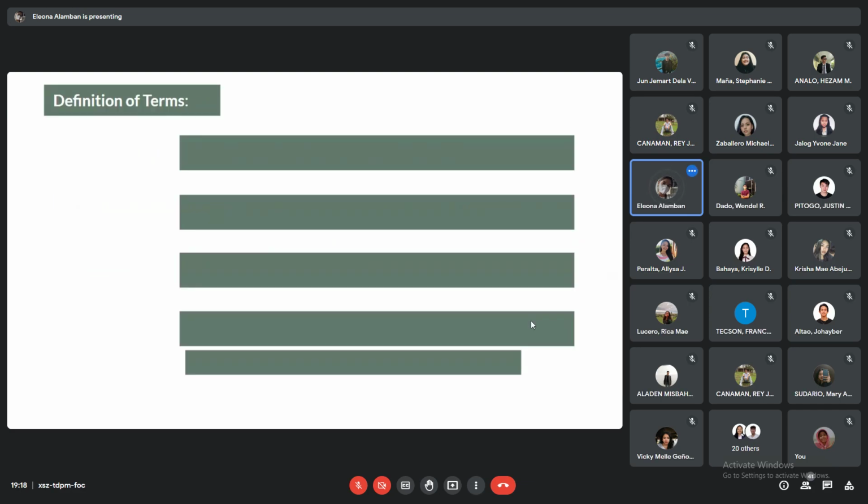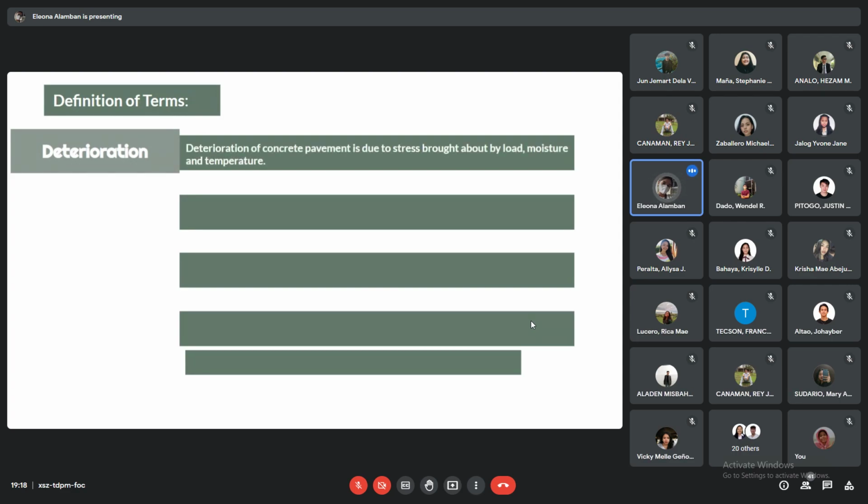Now for the definition of terms, we have the deterioration. Now, it is deterioration of concrete pavement due to stress brought about by load, moisture, and temperature. In addition, when concrete is exposed to waterborne sand and gravel, the surface gets deteriorated.